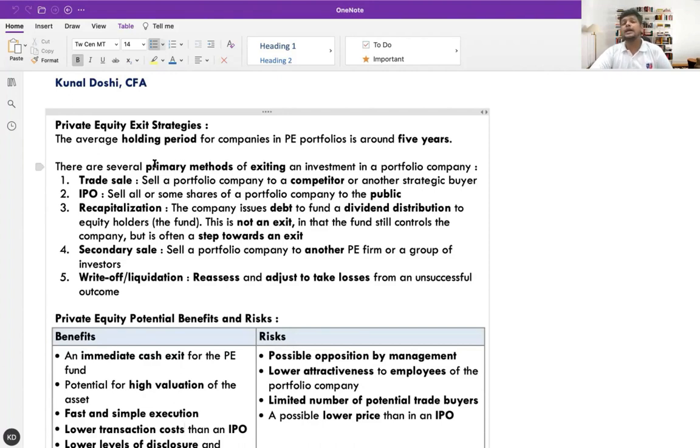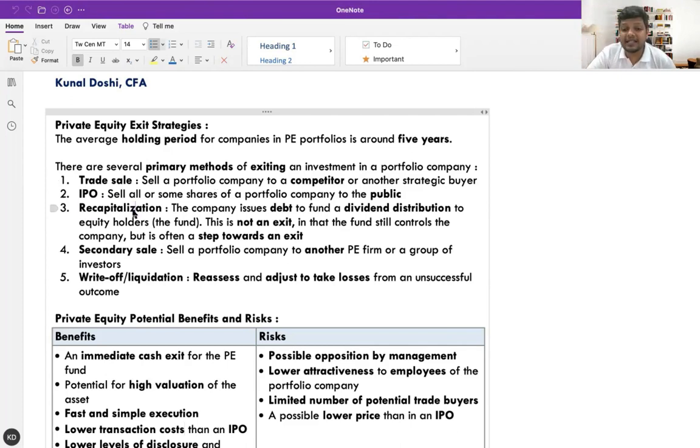The major way through which the PE funds exit is trade sale. Trade sale is selling your company to a competitor. For example, let's say a PE fund has invested in Instagram. They may sell Instagram to Facebook, right? That's the best way to exit. Clear? If not, then wait till the IPO. At IPO, you sell your company to the public shareholders, correct? The two are common ways.